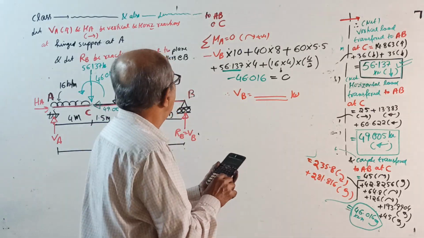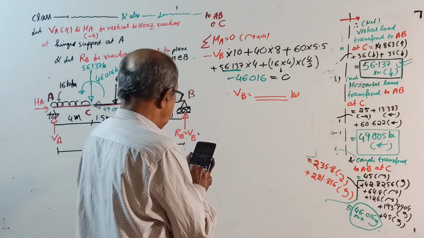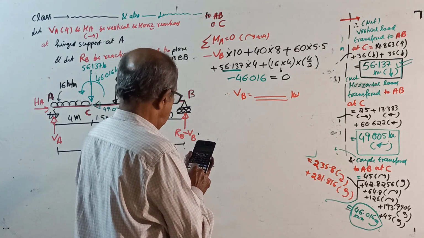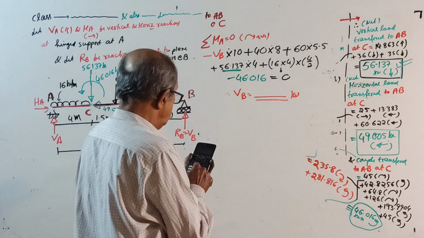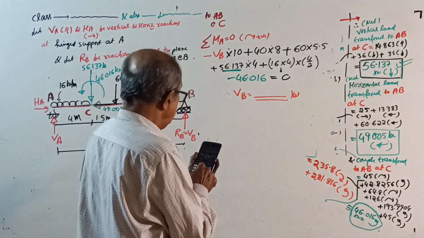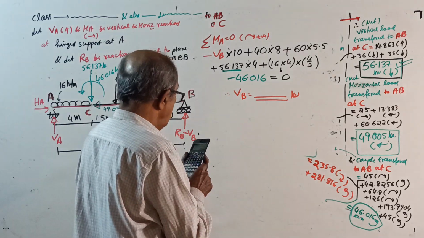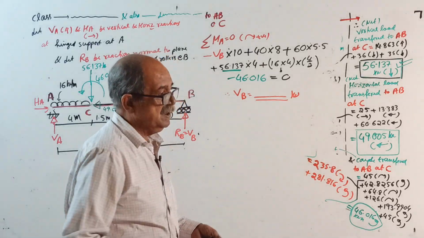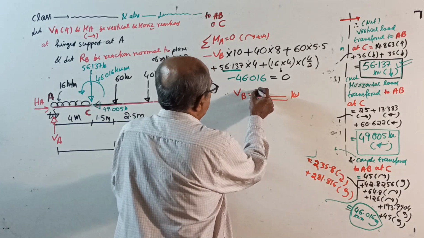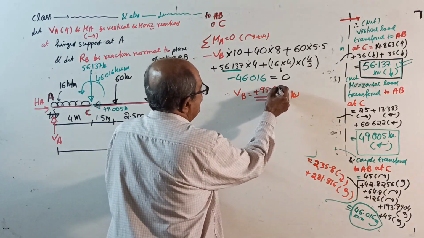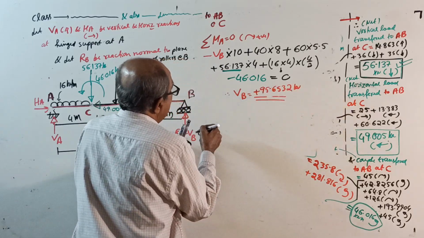Who will check once again now? 40 into 8 plus 60 into 5.5 plus 56.137 into 4 plus 16 into 4 into 2 minus 46.016, divided by 10, equal to 95.6532 kilonewton. 95.6532 kilonewton is the reaction VB.